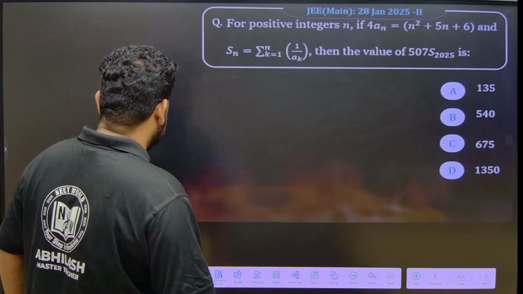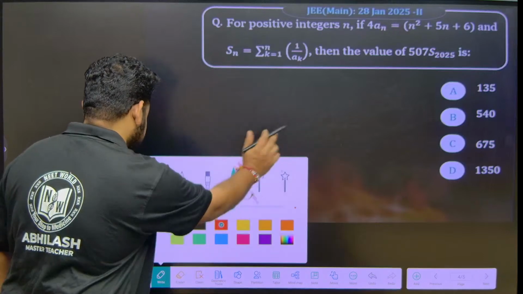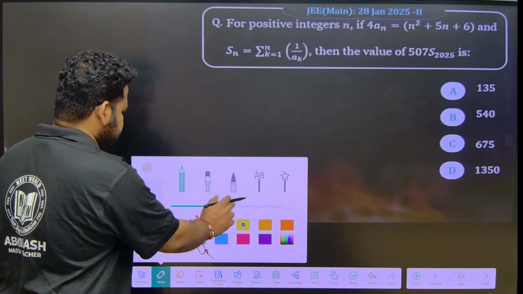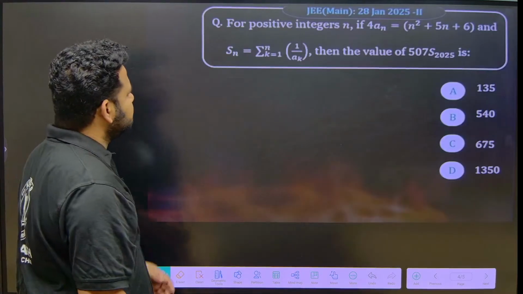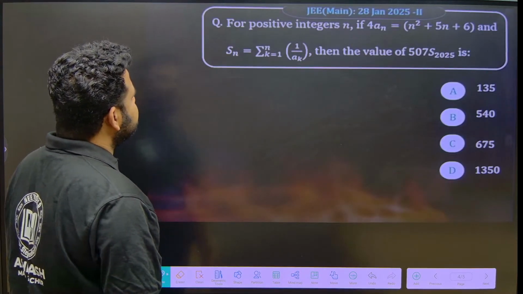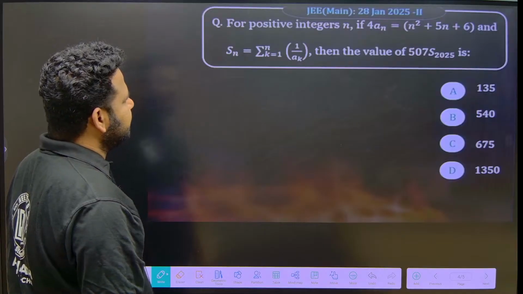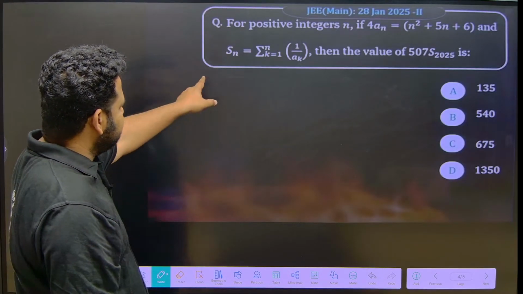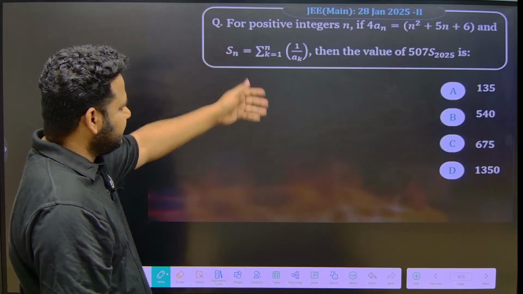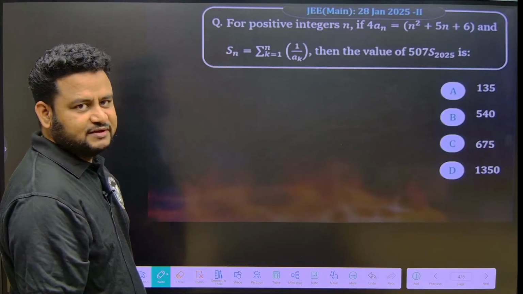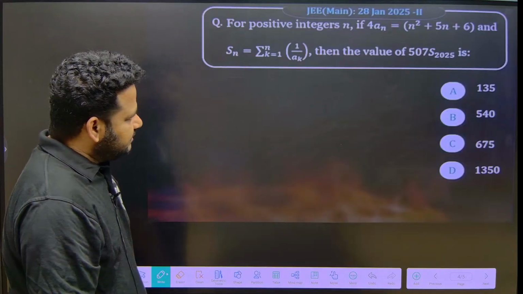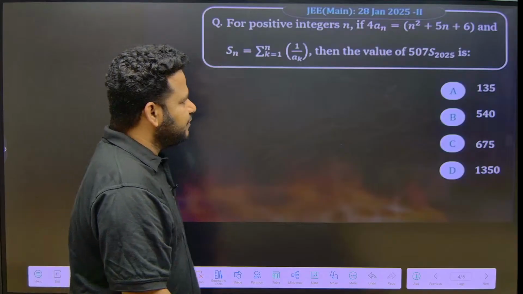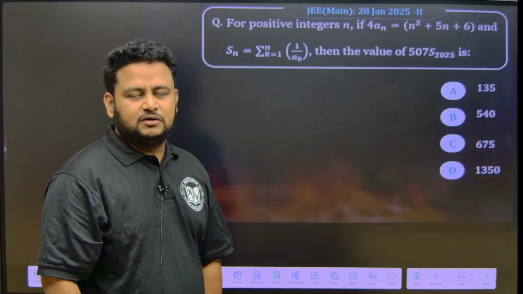Let us straight away go to the question that is given. Have a look at the question. For positive integers n, if 4 times a_n is equal to n square plus 5n plus 6, and S_n is equal to summation of 1 by a_k, then the value of 507 into S2025 is what? Basically, you have to find S2025, the sum of 2025 terms.